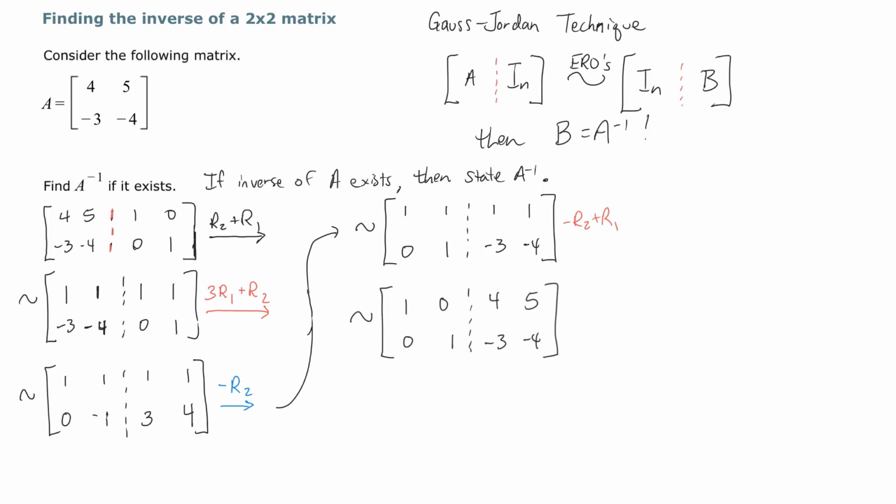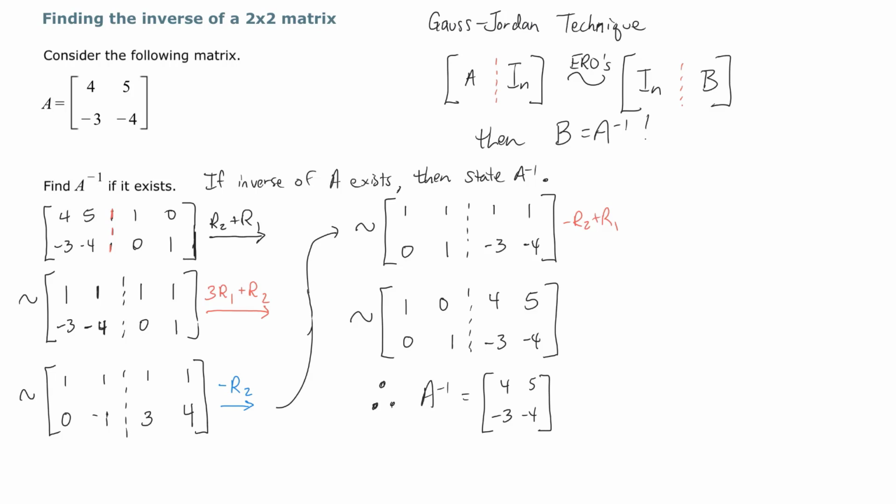Aha! Notice, on the left-hand side of this dotted line is the identity matrix. What does that mean? That means we actually did find the inverse of A. The inverse of A is over here. So let's make our conclusion. Therefore, the inverse of A is indeed going to be 4, 5, -3, -4.